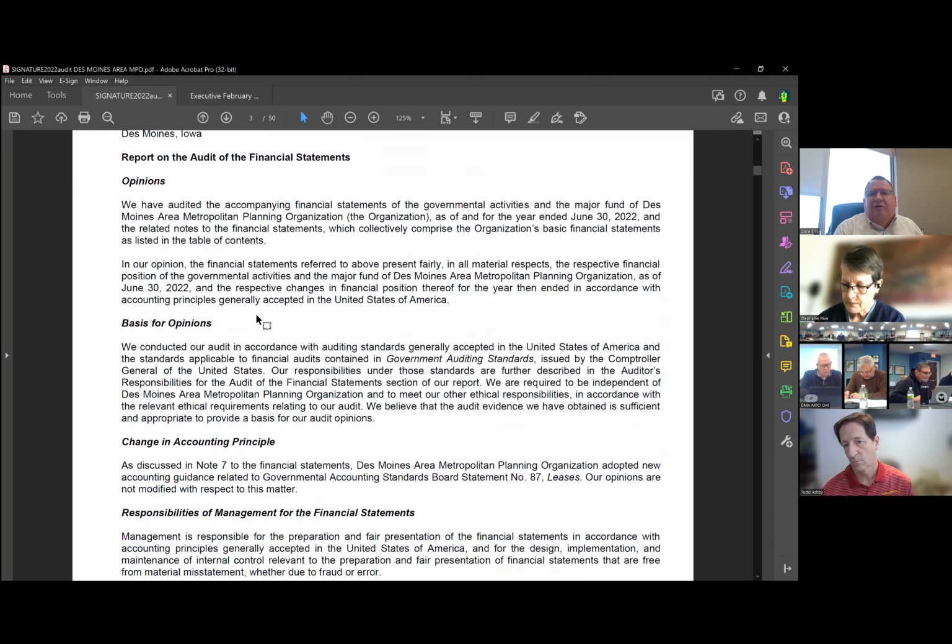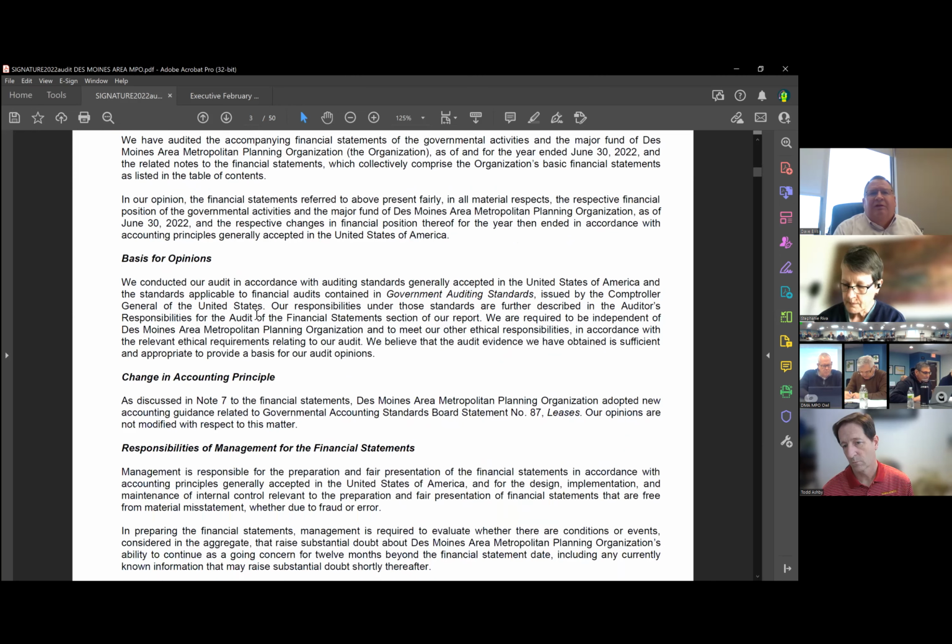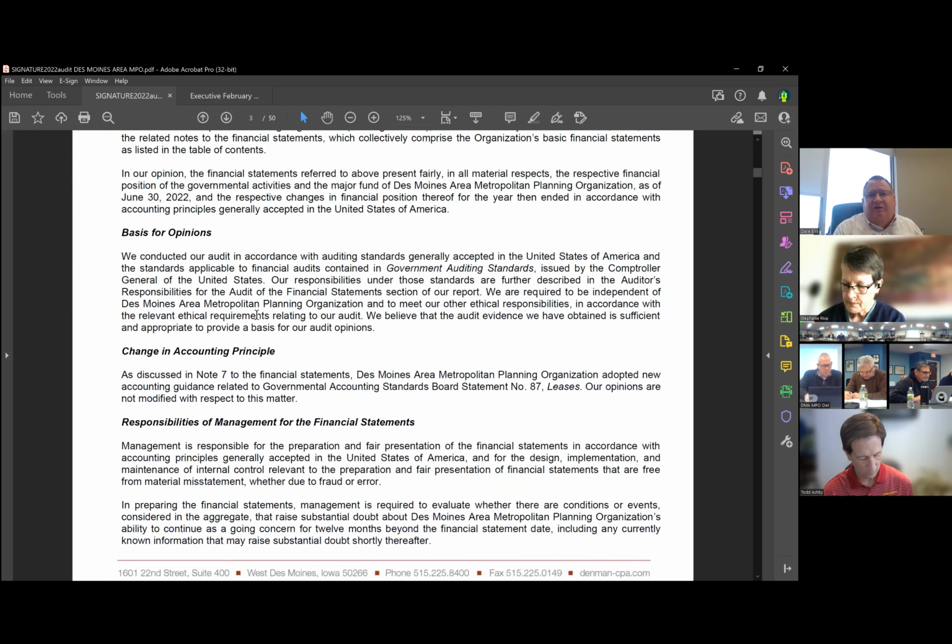During the year, the MPO did adopt GASB Standard number 87, leases. We adjusted the financial statements to record those leases, so that now you have a lease liability and a lease asset on your financial statements, which you would not have had in the past. The financial statements are the responsibility of management.